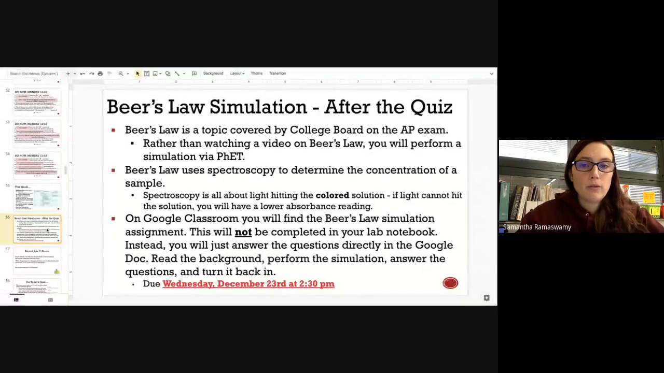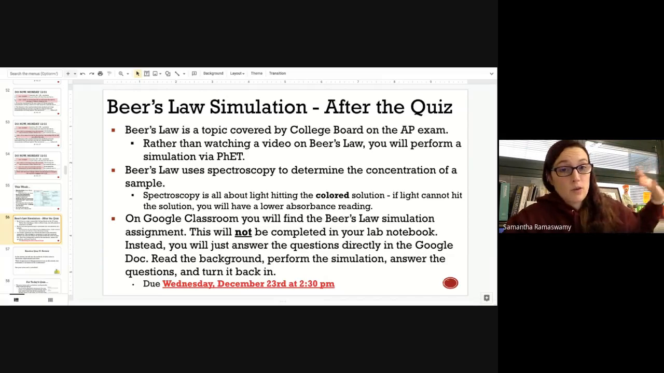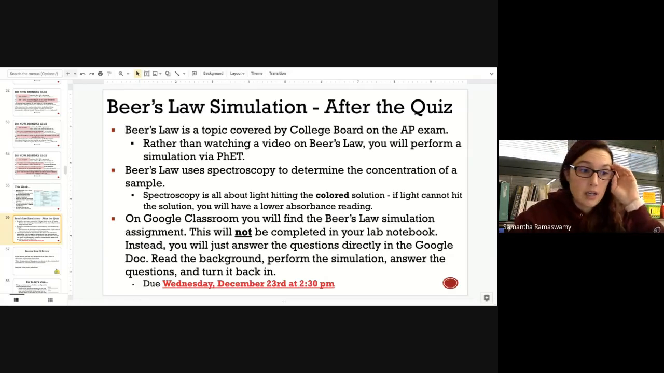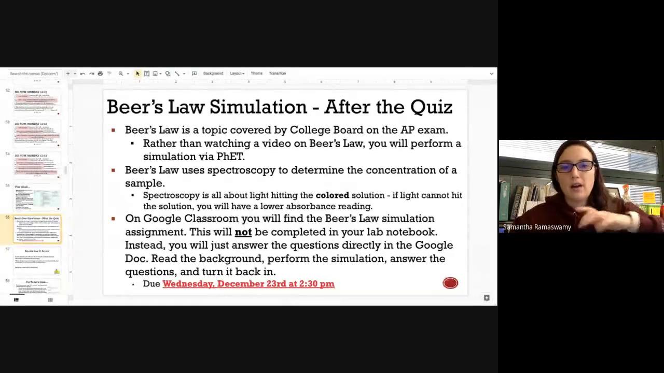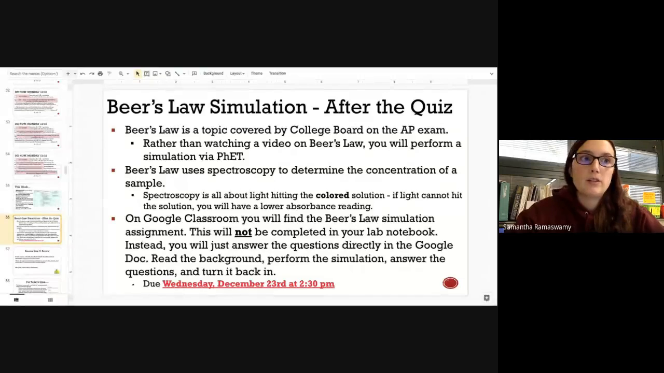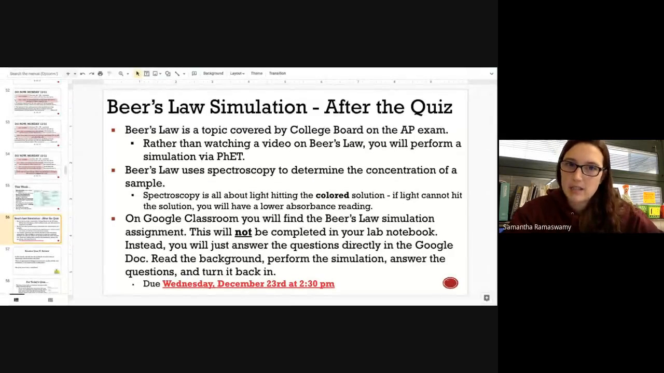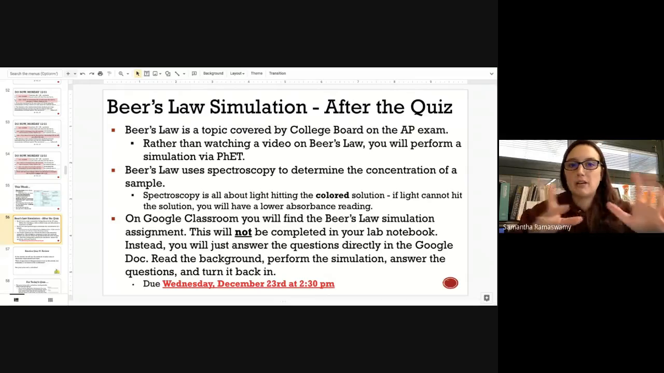So before we review, just a quick thing on this simulation. So Beer's Law is a topic that's covered by College Board on the AP exam. We usually do labs with Beer's Law, and hopefully spring semester we're going to be able to do more labs with Beer's Law so you can actually do it in the lab and not necessarily virtually. But to be able to do one of the labs, we're going to do a simulation. So if you've heard of PhET, that's an online simulation. It lets you play around with things like you're doing lab. We're going to be using spectroscopy.